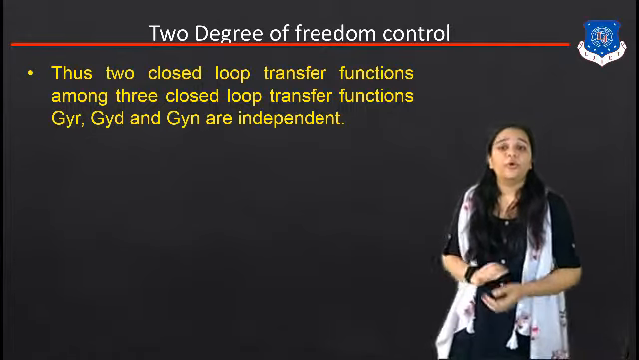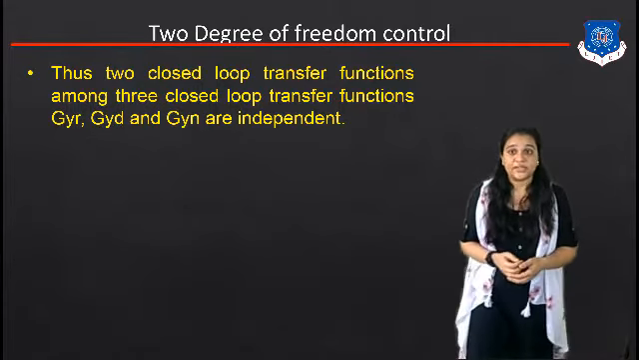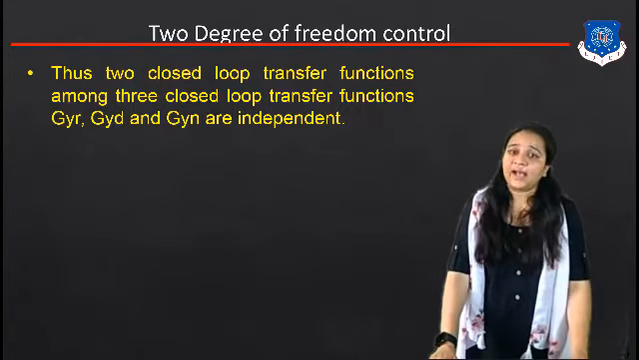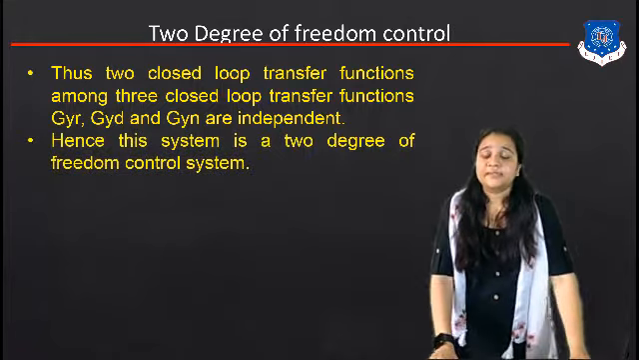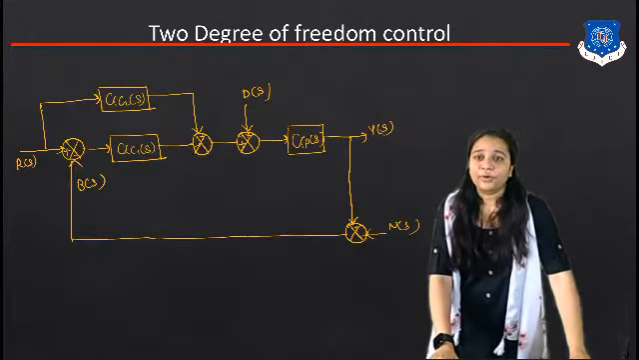So thus the two closed loop transfer functions among the three closed loop transfer functions Gy by R, Gy by D and Gy by N are independent. Hence this system is known as the 2 degree of freedom control system.